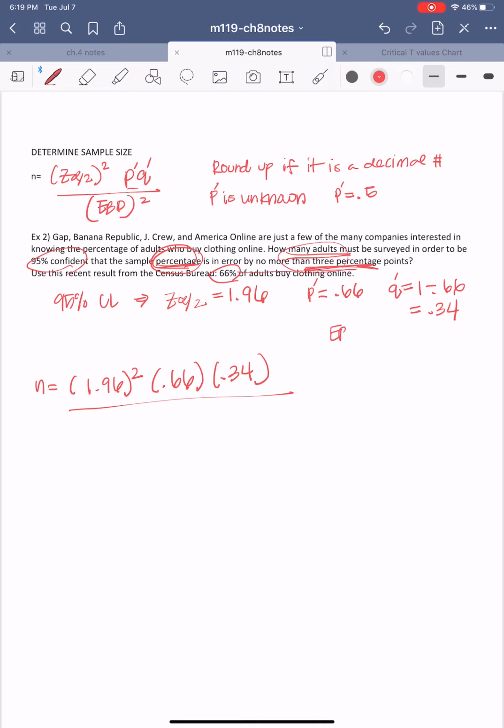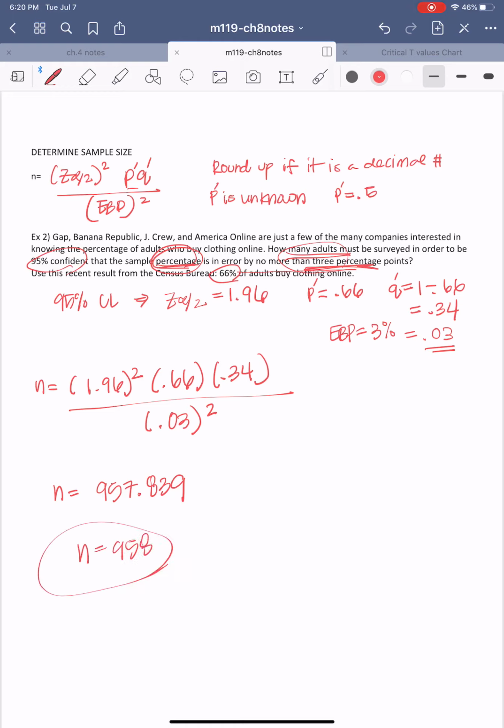Your error bound is no more than 3%. So your EBP is that 3%, but it's a percentage, so we have to change it to the value 0.03. So don't forget, you should have 0.03 squared. Putting it in the calculator, I'm getting 957.839. That's a decimal. Rounding up to the whole number, I get 958 as the final answer. Okay, that's it for chapter 8.